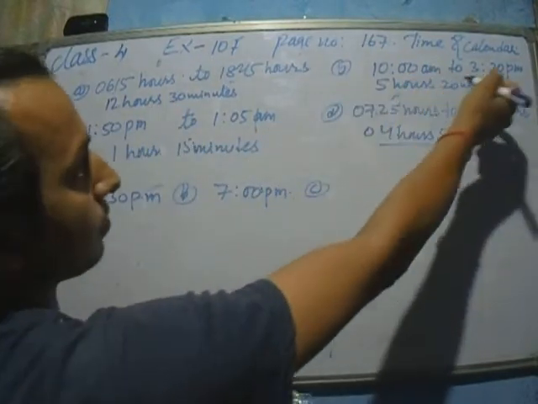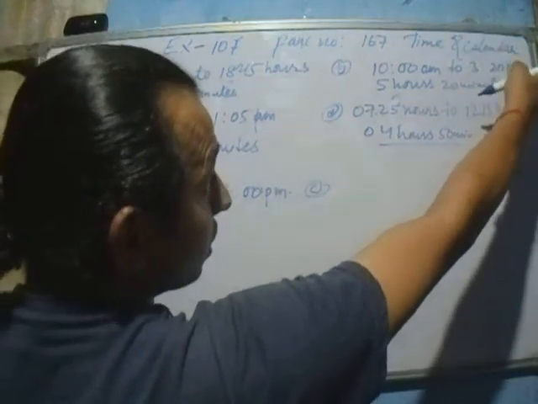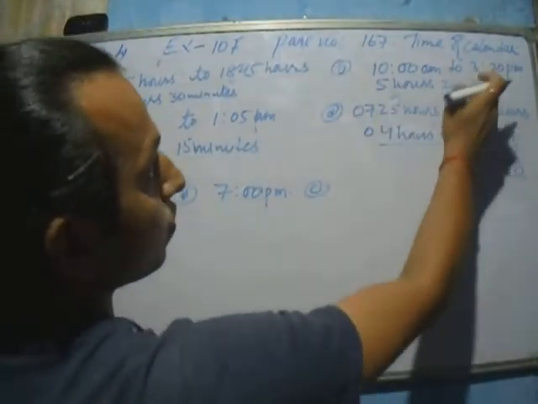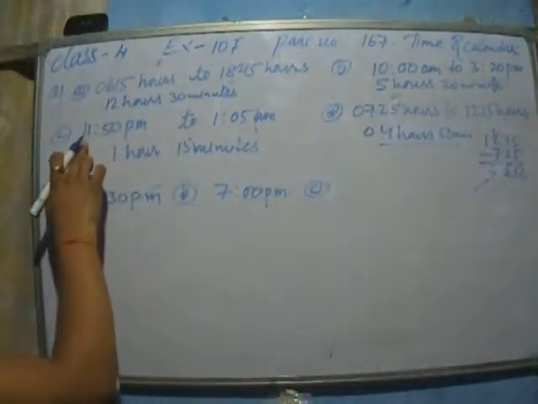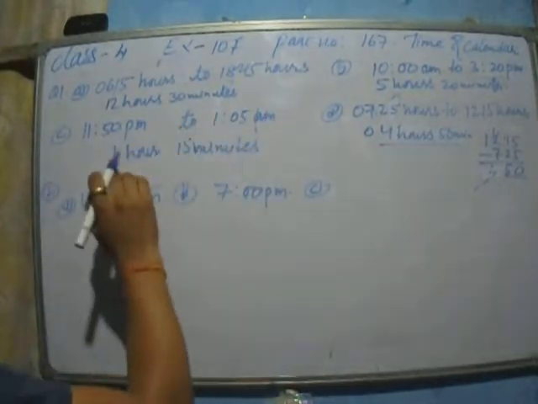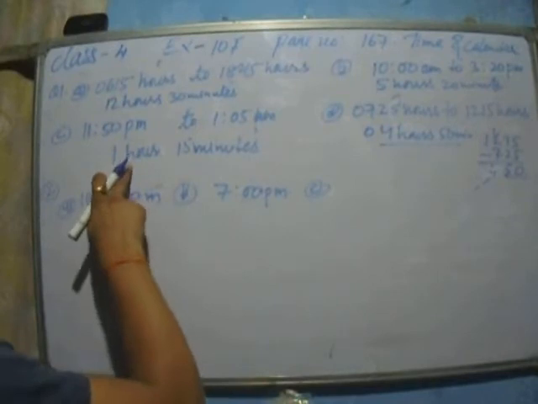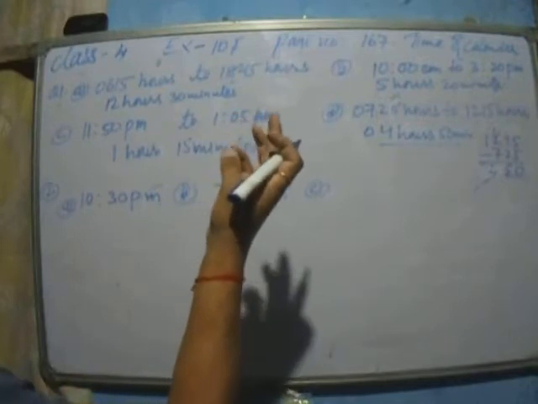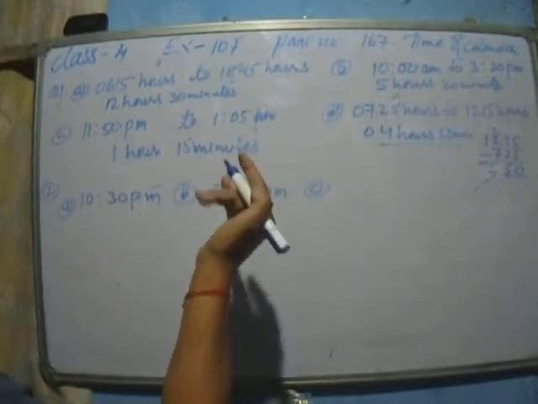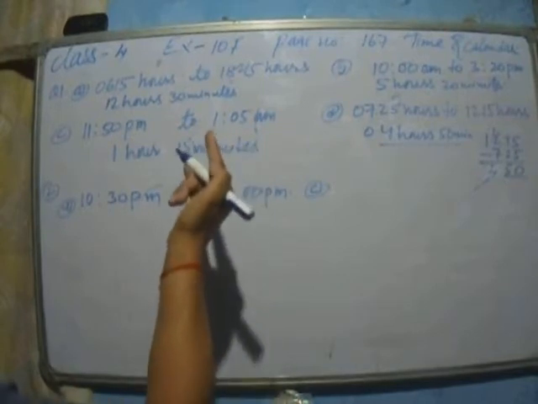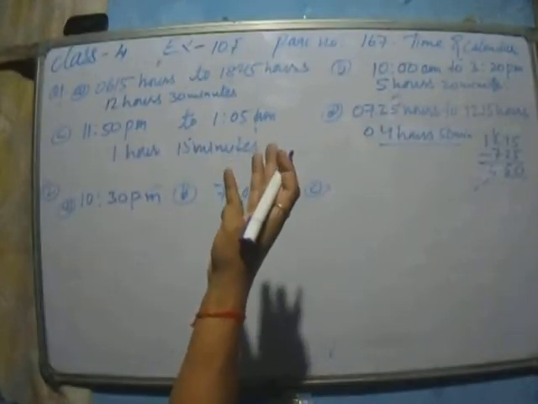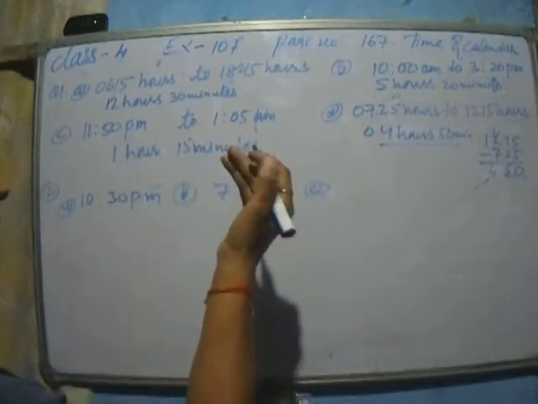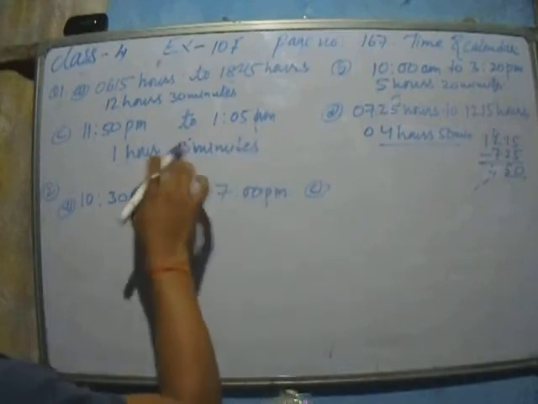Here 10 a.m. to 3:20 p.m. So here 10, 11, 12, 1, 2, that is 5 hours 20 minutes. Like that, here 11:50 p.m. to 1:05 a.m. So here 11 to 12 is 1 hour. So here 11:50 to 12:50 will be 1 hour. 12:50, 51, 52, 53, 54, 55, 56, 57, 58, 59, 60 is 1 a.m. So 1, 2, 3, 4, 5. So here 1 hour 15 minutes, whatever I count, 3, 6, 9, 12, 13, 14 and 15. So it is 1 hour 15 minutes.